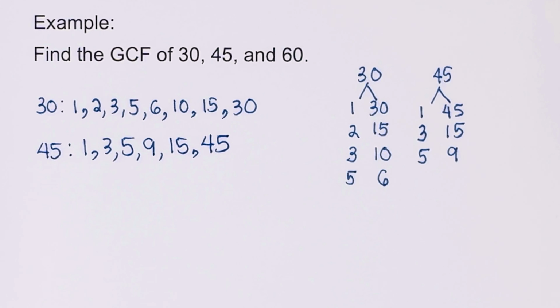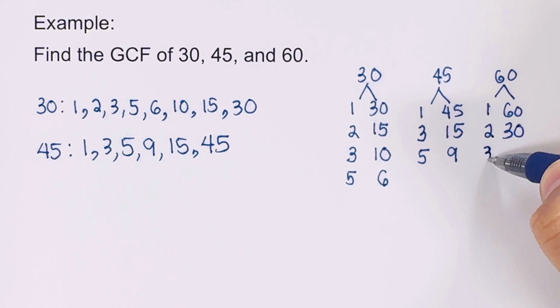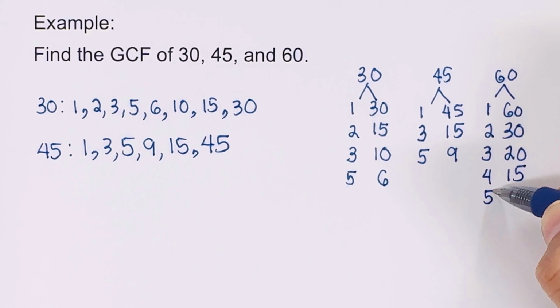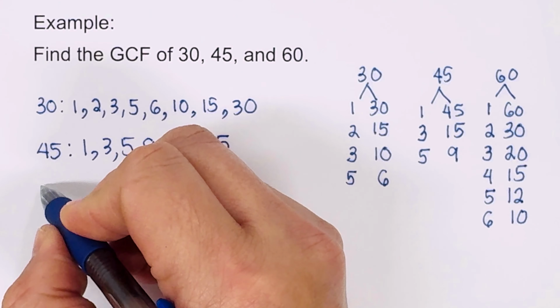Now let's have the factors of 60. So first, again, we always start with 1. 1 times 60 is 60. 2 works with 60. That is 2 times 30. And then 3 works with 60. That is 3 times 20. 4 works with 60. That is 4 times 15. 5 works with 60. That is 5 times 12. And then 6 works with 60. That is 6 times 10. 7, 8, and 9 don't work with 60, but 10 works. So these are the factors of 60. So I will list them down here.